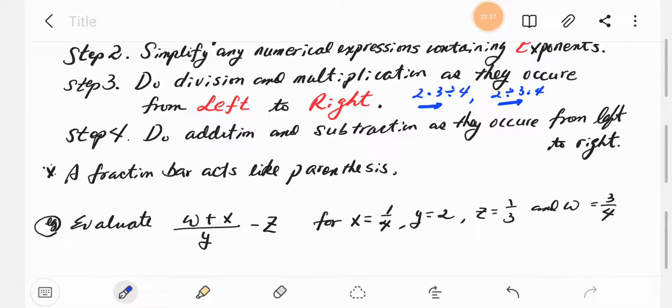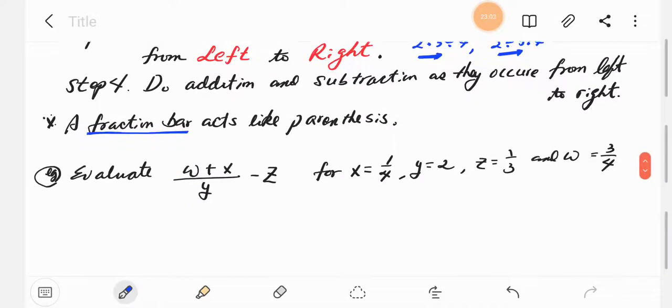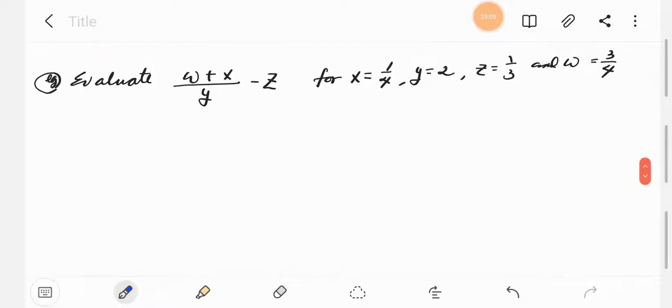So how about the fraction? If there's a fraction bar, if it's a complex fraction, I'll just treat this fraction bar as parentheses. So you do the numerator, which is one parenthesis, and the denominator, which is one parenthesis. So the fraction bar acts like parentheses. So let's evaluate this one.